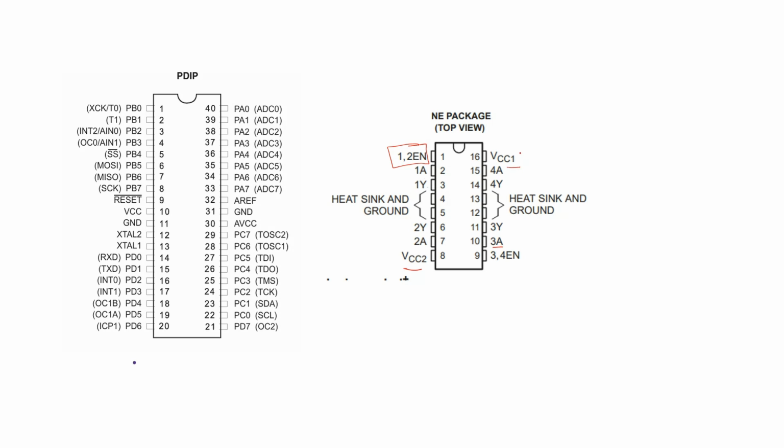Now it has two VCCs, VCC1 and VCC2. VCC1 is the power supply required to drive the IC, which is 5 volt, and VCC2 depends on the motor rating. So it is the voltage required to drive the motor.